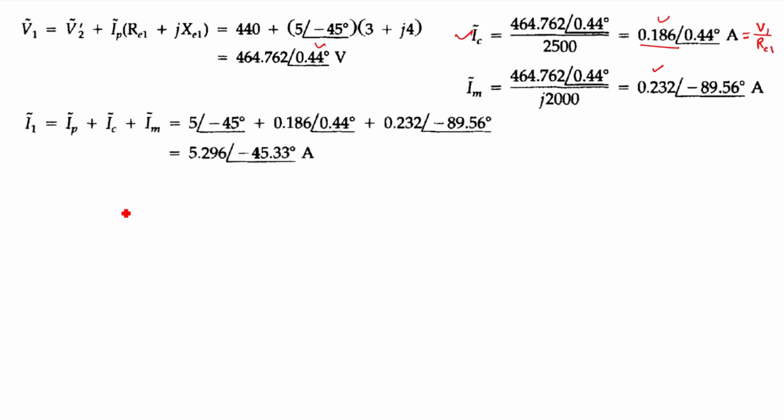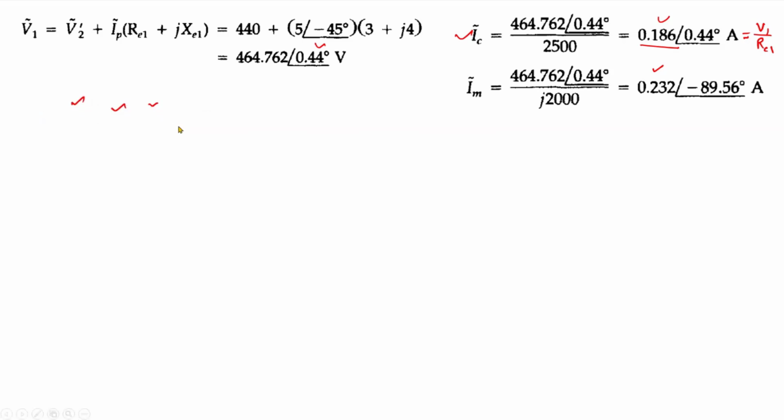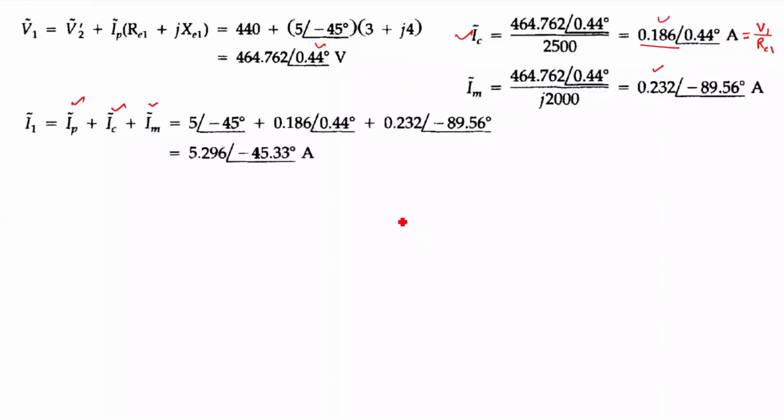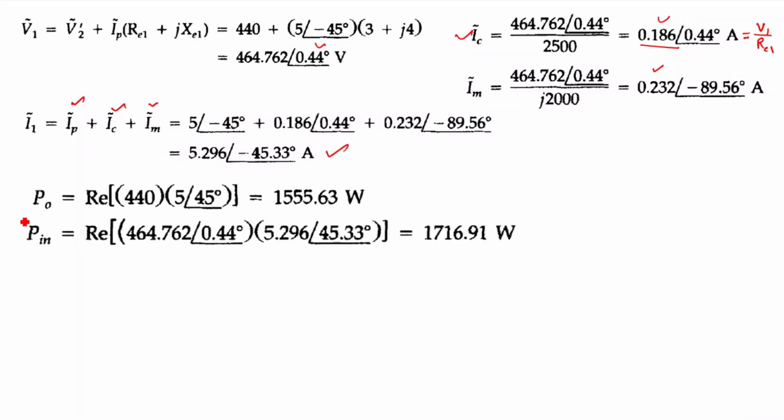So now I can find I1, because I1 is the summation of IP plus IC plus IM. If we go back to the figure, I1 is equal to I5 plus IP, where I5 is equal to IC plus IM, right? So therefore I1 equals IC plus IM plus IP, and that is what we can do here. And after finding I1, I can find both the power output and power input.